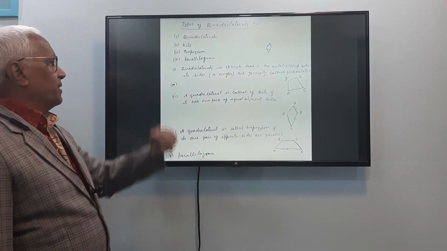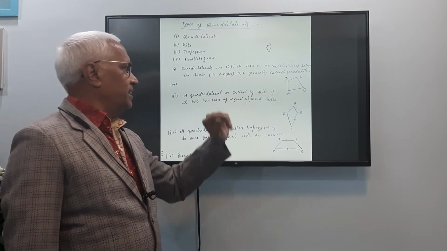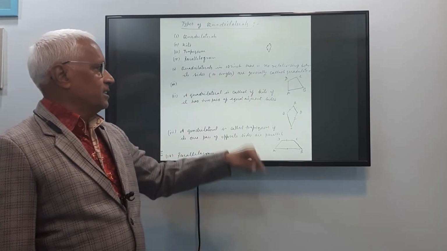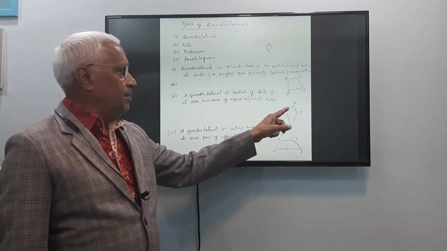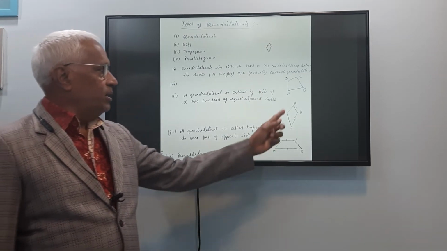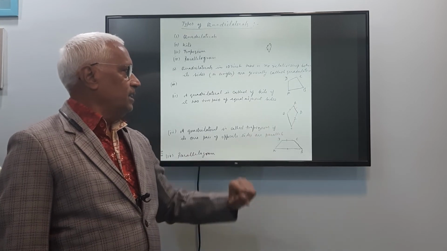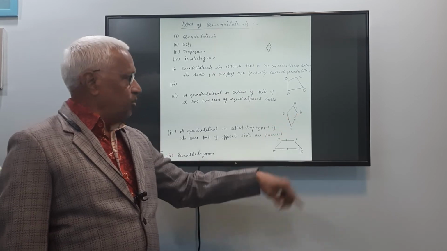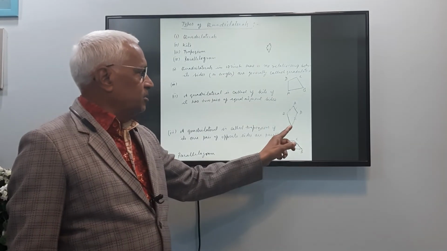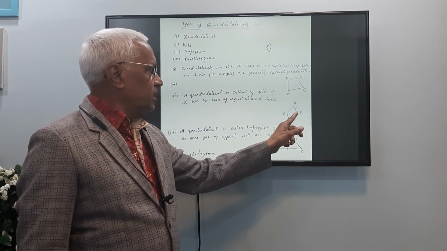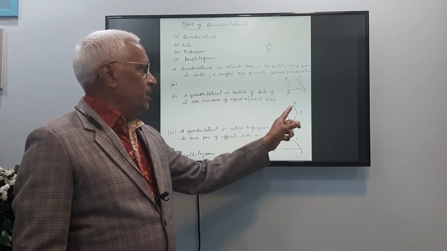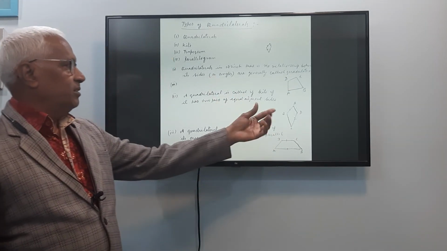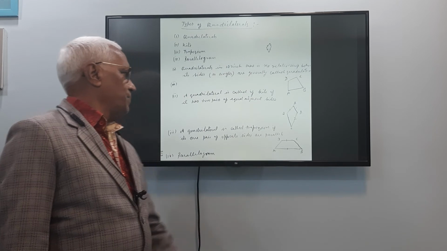Second, kite. A quadrilateral is called a kite if it has 2 pairs of equal adjacent sides. Here in the figure, ABCD is a quadrilateral in which side AB is equal to side AD and side BC is equal to side DC. So this is an example of a kite. We could have it like this: side DC is equal to side AD and side AB is equal to side BC. This could have also happened. In that case, that is also again a kite.